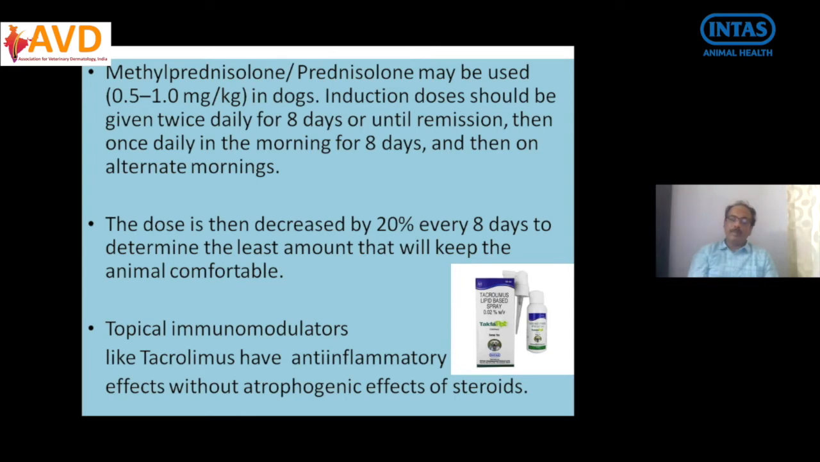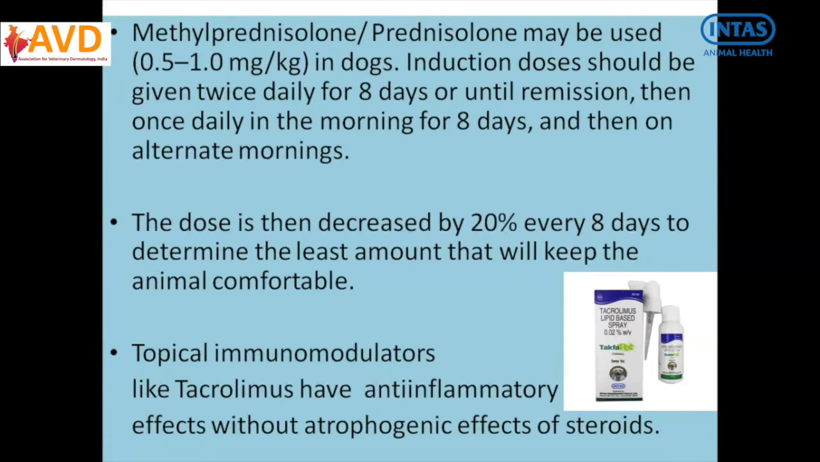And the advantage is that it can prevent the atrophogenic effects of steroids. Steroids, as you all know, a prolonged steroidal therapy is not good. It has a lot of side effects. The animal will be showing polyuria, polydipsia, polyphagia. Then immunosuppressive action is there. So all these can be prevented by using immunomodulator drugs like tacrolimus that you can also try.